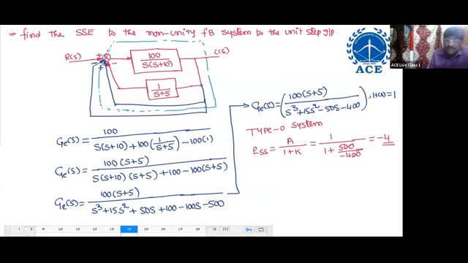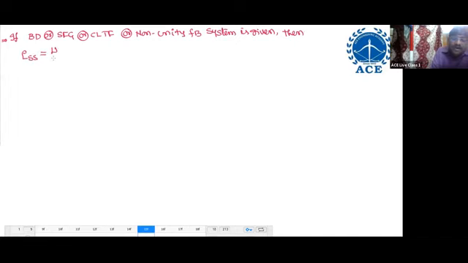So listen. If a block diagram or signal flow graph or closed loop transfer function of a non-unity feedback system is given, then one more formula is there for steady state error, that is limit t tends to infinity E of t, that equal to limit t tends to infinity R of t minus C of t.